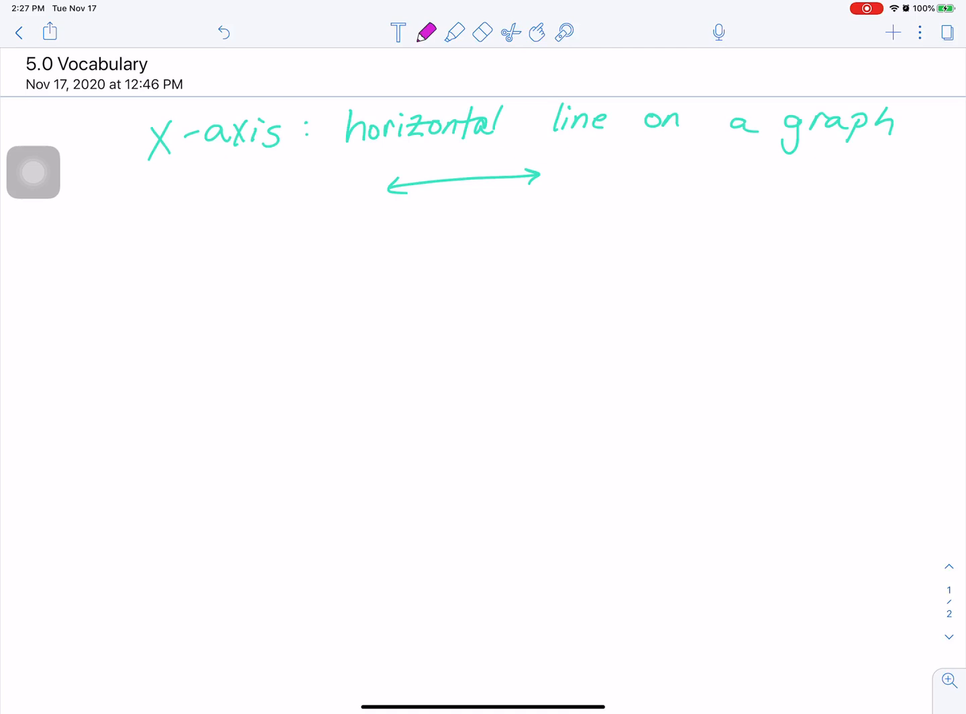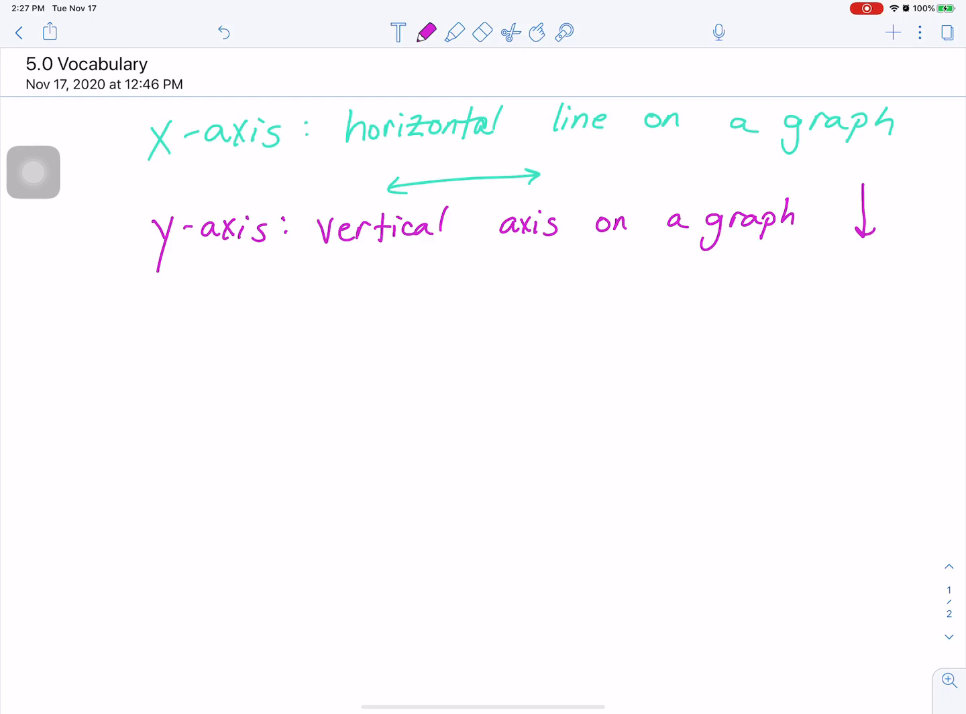Our next one is y-axis. If you need to pause so you can get to the letter, please do so. And that would be the vertical axis on a graph or line. And remember that vertical would be going up and down.